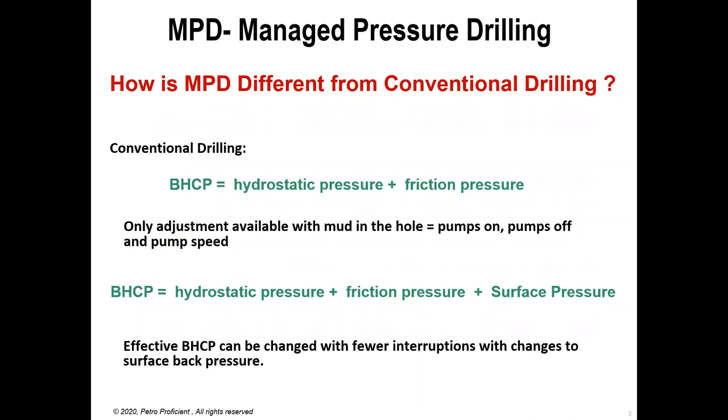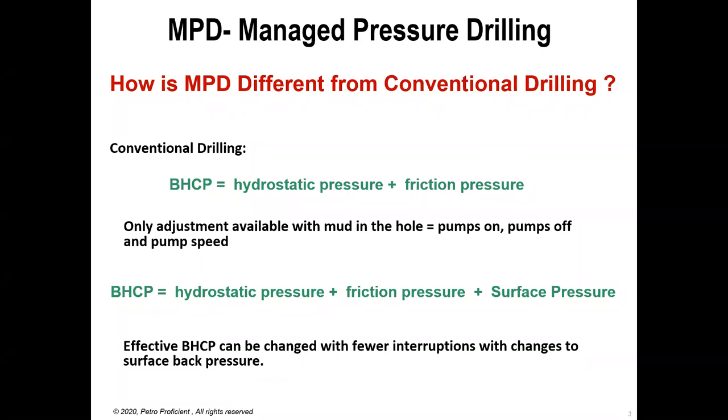So how is it different from conventional drilling? In conventional drilling, the BHCP, which is the bottom hole circulating pressure, is a function of your hydrostatic pressure and your friction pressure loss in the annulus. The only adjustments that you have during this whole process is to change the pump speed, or you can turn your pump off and on. So your bottom hole pressure can be changed by adjusting the pump speed or pump on and pump off.